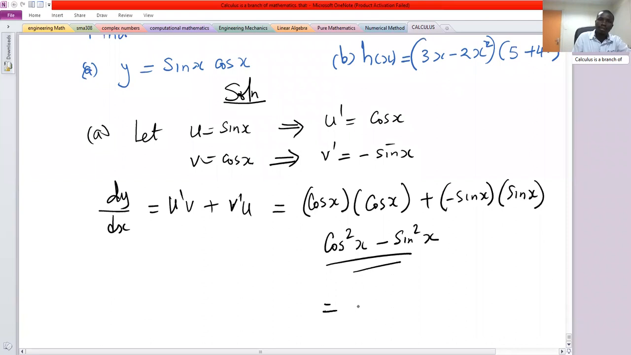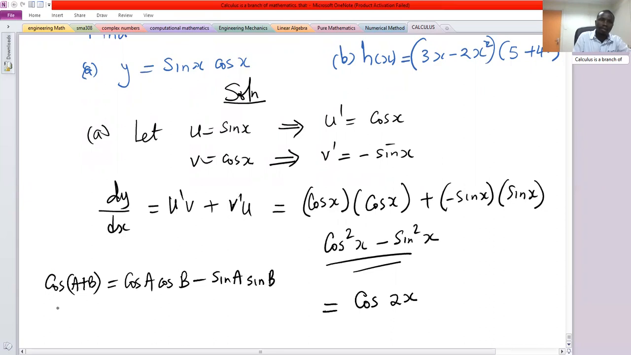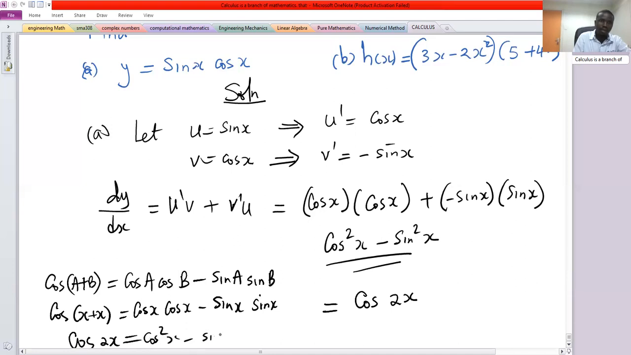this is the same thing as saying cosine of 2x, since we know that cos of A plus B is the same as cosine of A cosine of B minus sine of A sine of B. So cos of x plus x is cos of x cos of x minus sine of x sine of x, and then this is the same as cos of 2x equals cos squared x minus sine squared x. So this and this are the same.